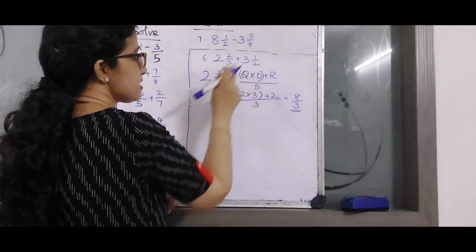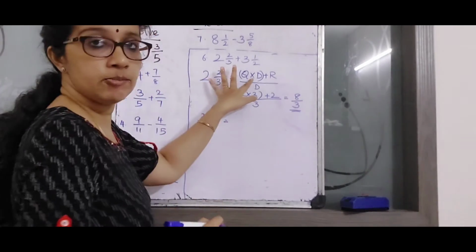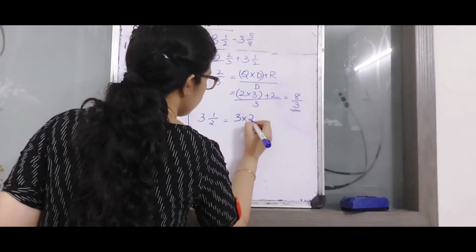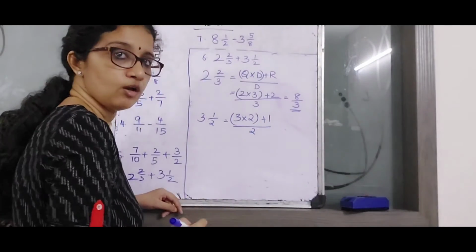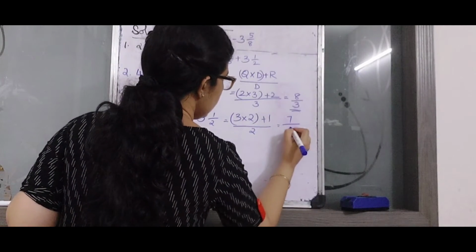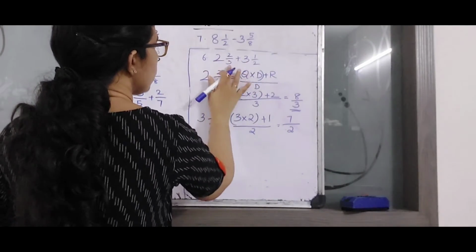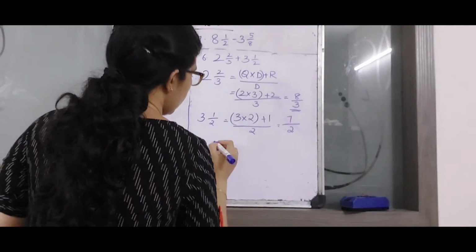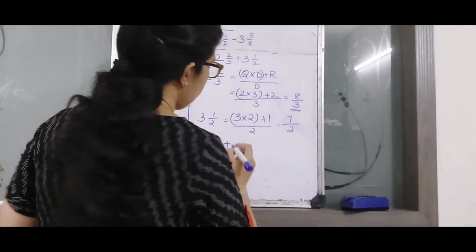Okay, let's take the next term, 3 1 by 2. So using the same formula, how can we write 3 1 by 2? 3 into 2 plus 1 divided by 2. Okay, so 3 into 2 is 6, 6 plus 1 is 7, 7 by 2. Okay, so how can we rewrite this 2 2 by 3 plus 3 1 by 2? It can be written as 2 2 by 3 is equal to 8 by 3 plus 3 1 by 2 is equal to 7 by 2.